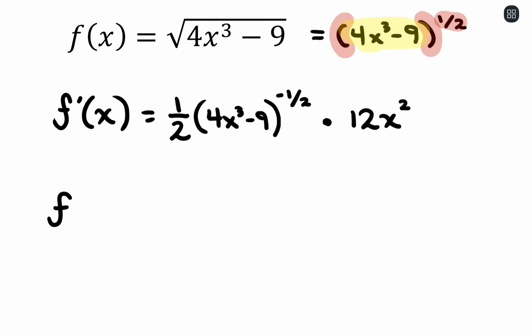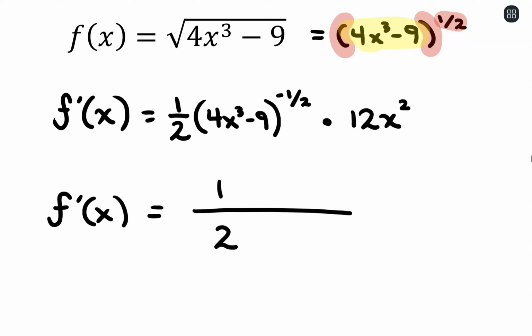And then we're just going to simplify. So let's see, we're going to have a numerator and denominator here. So we have this 1/2. This raised to a negative 1/2 is going to show up as a square root in the denominator. So we're going to have a square root of 4x cubed minus 9. And then that 12x squared is just staying up here in the numerator.